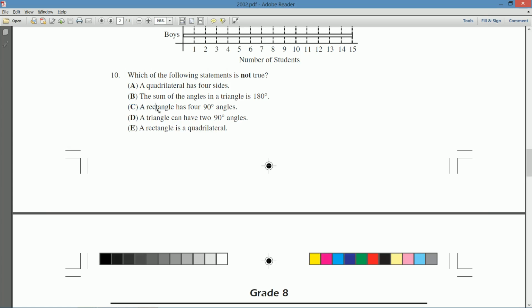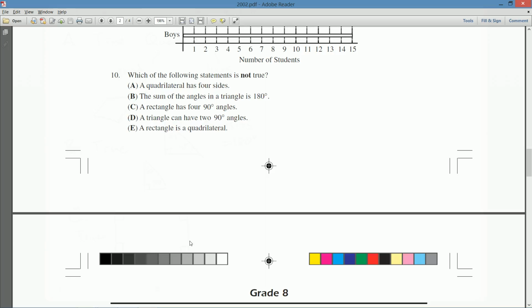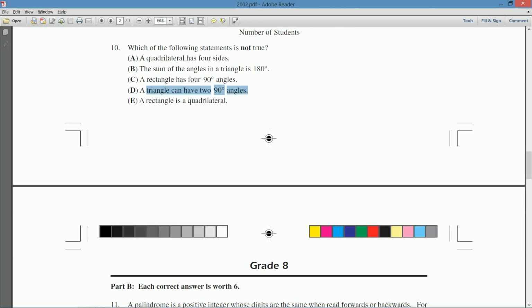How about C? A rectangle has 4 90-degree angles. You bet it does. Absolutely. Every rectangle looks like this. Not a whole lot else to say. I mean, rectangles, they're one of the first shapes everyone learns. It's got 4 90-degree angles. Well, we counted them out. There are 4. D, a triangle can have 2 90-degree angles.